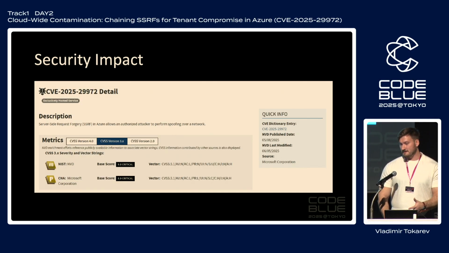Now let's jump to the end. This is the CVE, the vulnerability I found, which is a server-side request forgery. It basically allows spoofing over the network. It allows a little bit more than that, and we'll dive into it. It got a 9.8 critical score, basically because it broke some boundaries.